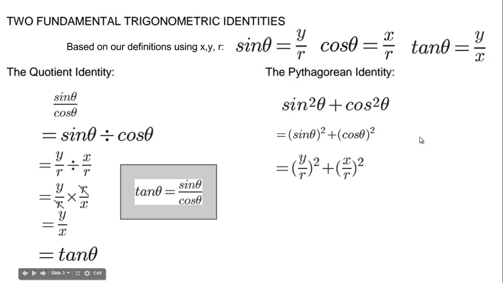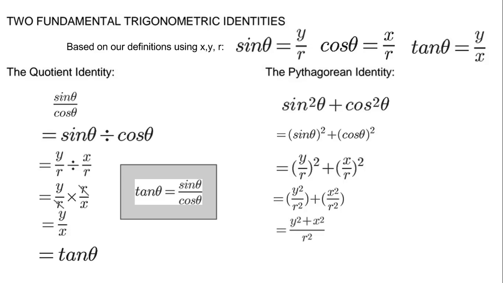We know sine is y over r and cos is x over r. We can say y squared over r squared and x squared over r squared. You can add those together because there is a common denominator. We get x squared plus y squared over r squared. And it seems that we're at an impasse. It seems like we don't really know what to do at that point.